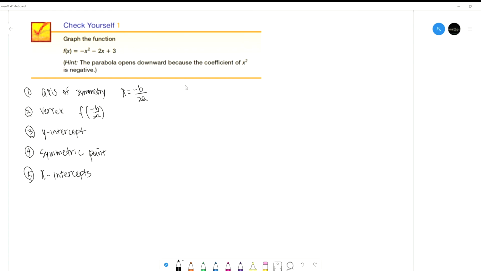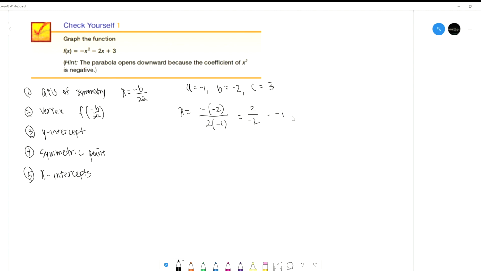So I've identified a as negative 1, b as negative 2, and c as 3, right? So I have to do x is equal to negative 2 over 2 times negative 1. So that's positive 2 over negative 2 is equal to negative 1. Did everyone get that? That's the axis of symmetry.